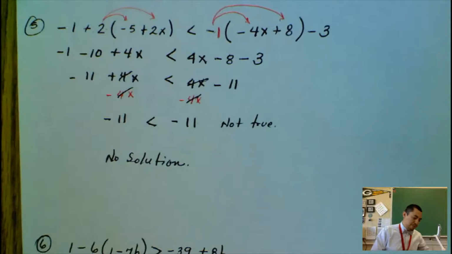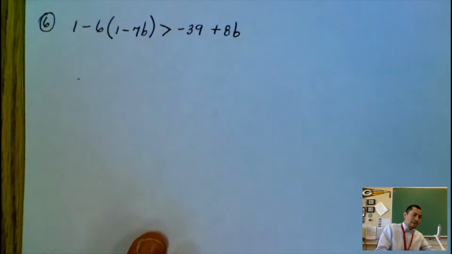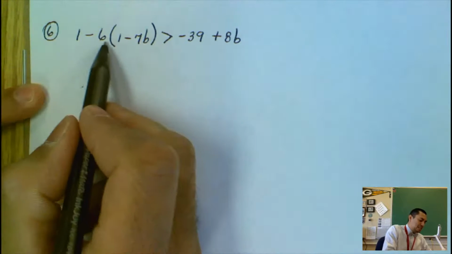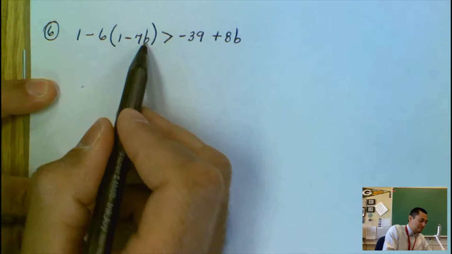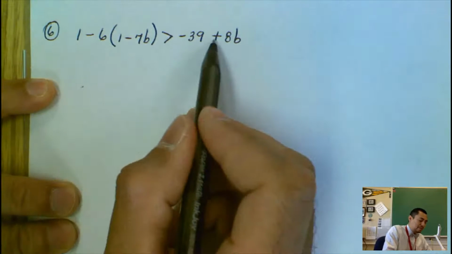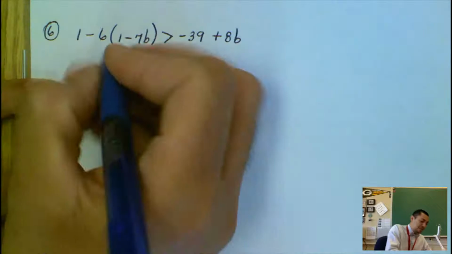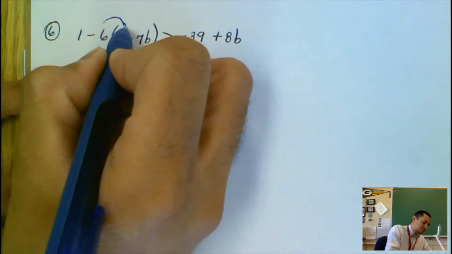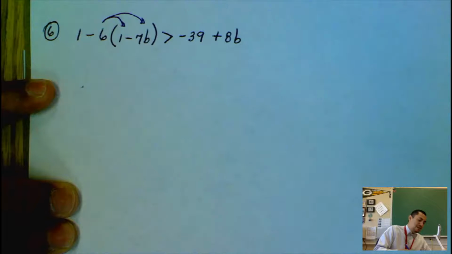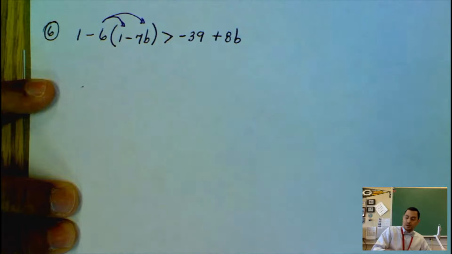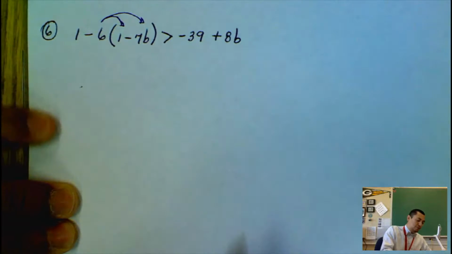Let me move a couple papers that I have here. So I have negative 1 minus 6 parentheses 1 minus 7b is greater than negative 39 plus 8b. So what I'm going to do, again, distributive property on the left side, negative 6 times 1 and negative 6 times 7. As you can see on the right side, there is nothing to do, no simplification. So I'm just going to proceed.